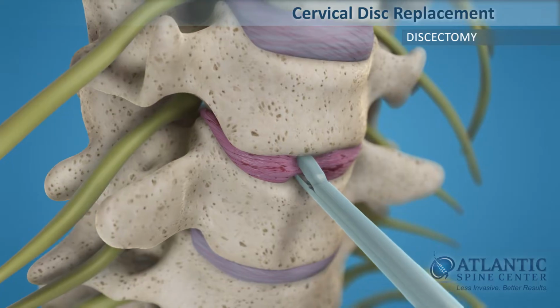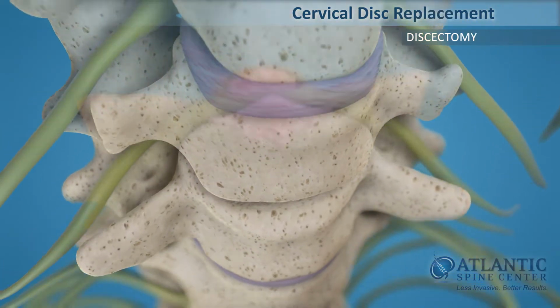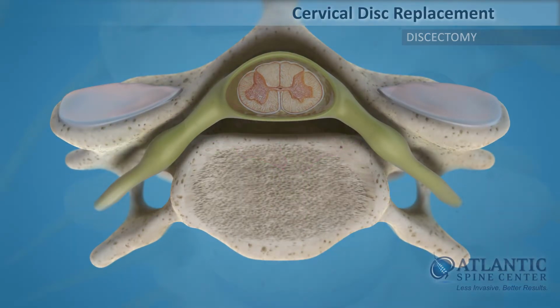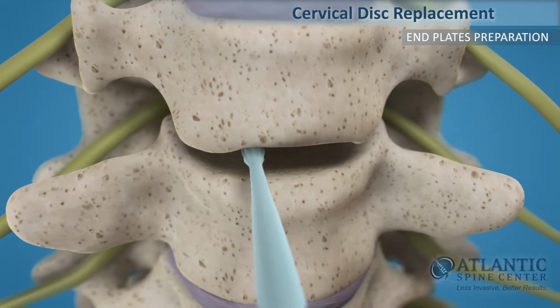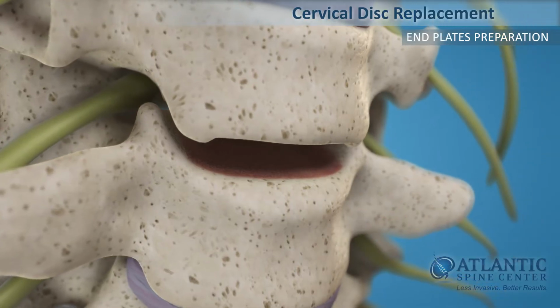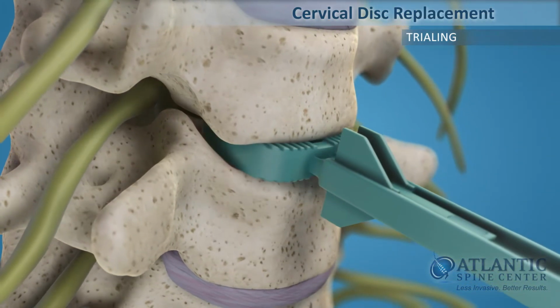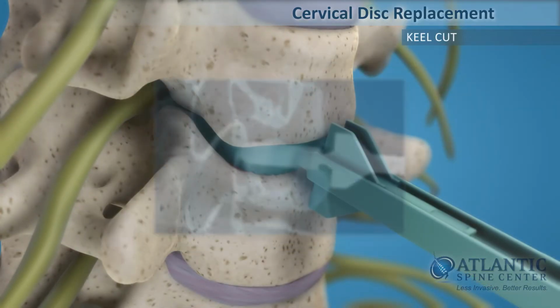A thorough discectomy is performed first to completely eject the disc and release the spinal cord. Vertebral end plates are then prepared to ensure placement of the implant and create a vascularized surface for stimulating bone growth. The trial system is placed in the cavity between the vertebrae to select the correct implant size.